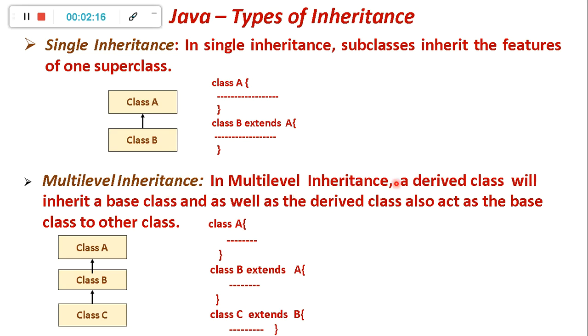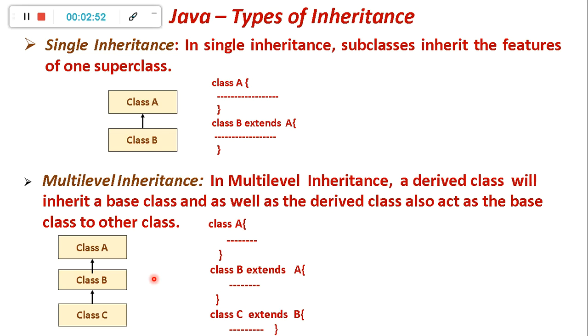Multi-level inheritance. In multi-level inheritance, a derived class will inherit a base class, and the derived class also acts as the base class to another class. Here we can see A is the superclass for class B and B is the superclass for class C. So, class A, class B is the subclass which extends class A, and again class C extends class B. Now here B is the parent class or base class for class C. So this is an example of multi-level inheritance.